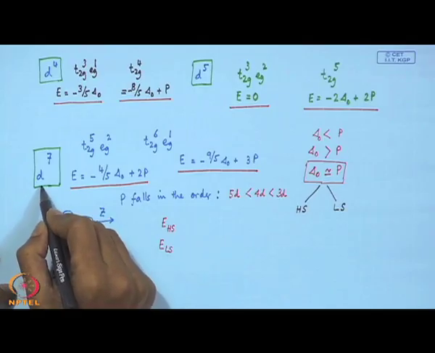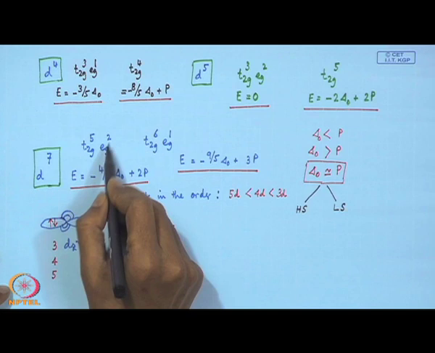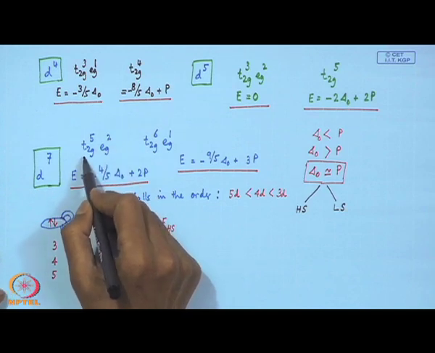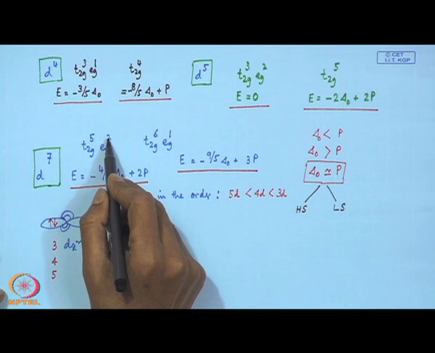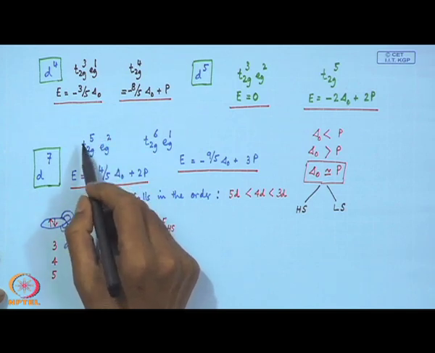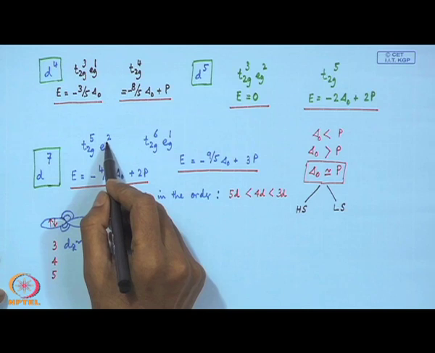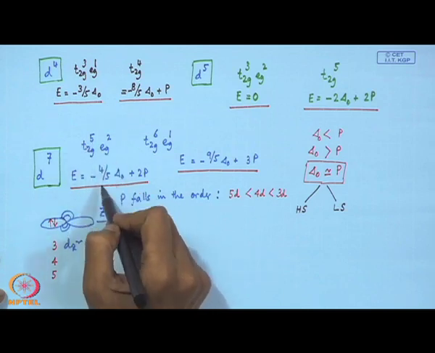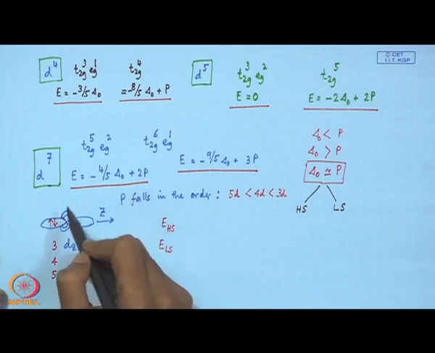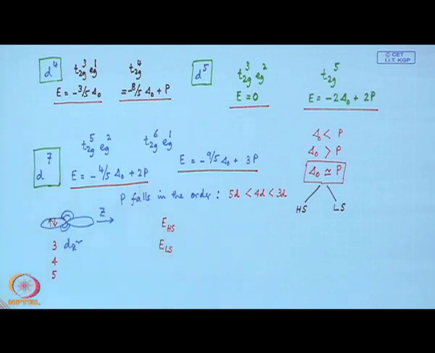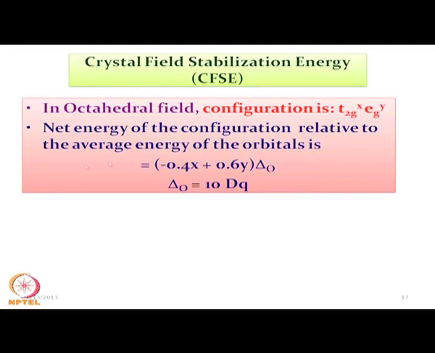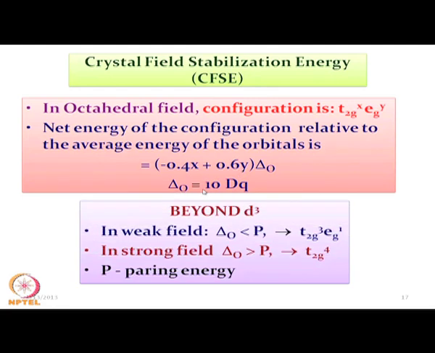When we have the d7 configuration, we have t2g5 and eg2. So, we are writing it in the form of t2g x and eg y, because in the energy term we have considered one as x and another as y. So, occupancy for x and y can be very quickly multiplied for the total energy calculation. So, the net energy of the configuration relative to the average energy, which is the barycenter energy of the orbitals, is minus 0.4x plus 0.6y into delta O, that means the octahedral geometries where delta O is 10 Dq.